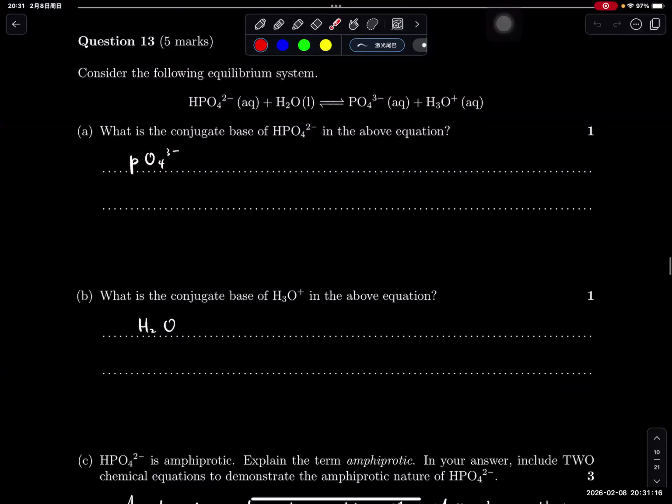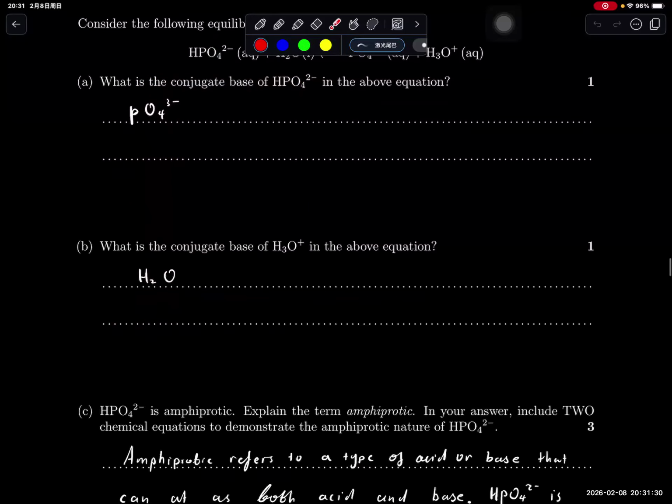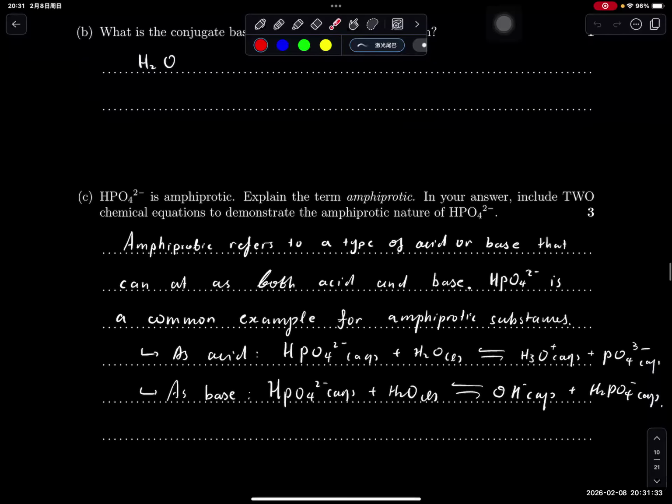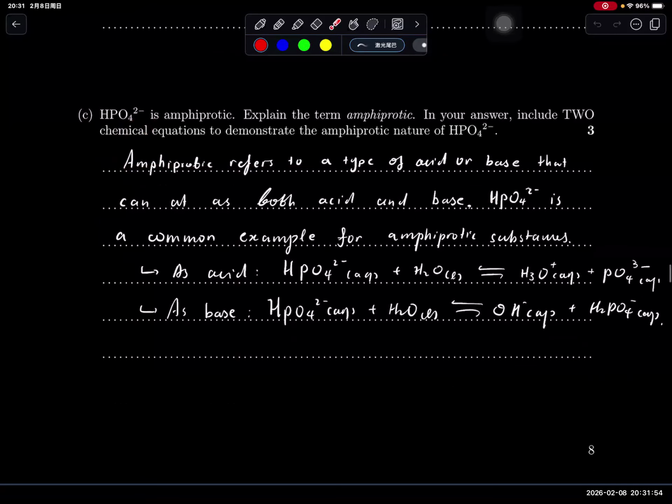Question 13. Consider the following equilibrium system. This is phosphoric acid. What is the conjugate base for that? We lose one hydrogen, you get this. Exactly that. Easy. So question B is easy too, I won't even go through it. Question C, the term amphiprotic, and the answer includes two chemical equations demonstrating that it is amphiprotic. So the question basically asks you to write two Bronsted-Lowry equations for this being an acid and this being a base. Amphiprotic means a substance that can act as both acid and base. Pretty easy stuff.